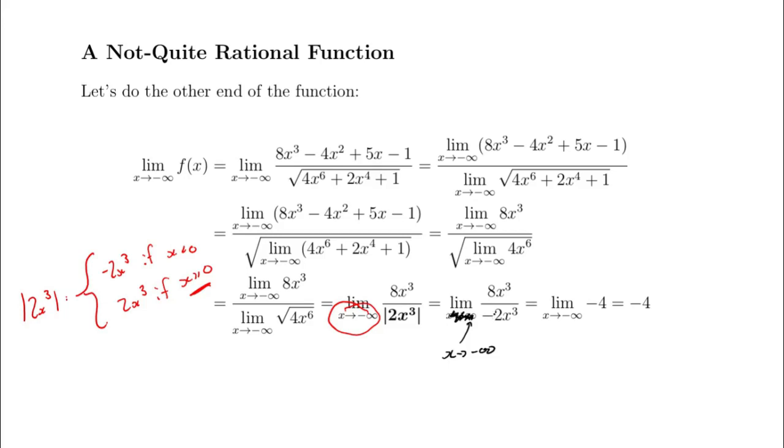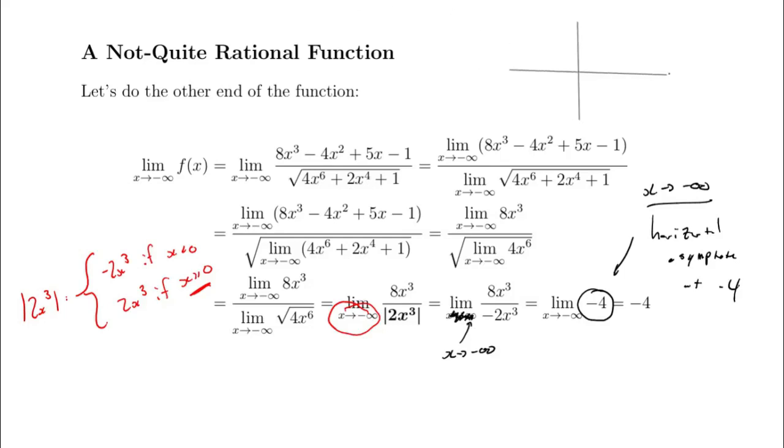That's kind of weird, right? So now we have a negative over a positive. This turns into negative 4. So we have a horizontal asymptote at negative 4, and this is as x goes to negative infinity. So that's kind of weird. So if we were to graph this, let me just sketch this really quickly. Our asymptotes look like this.